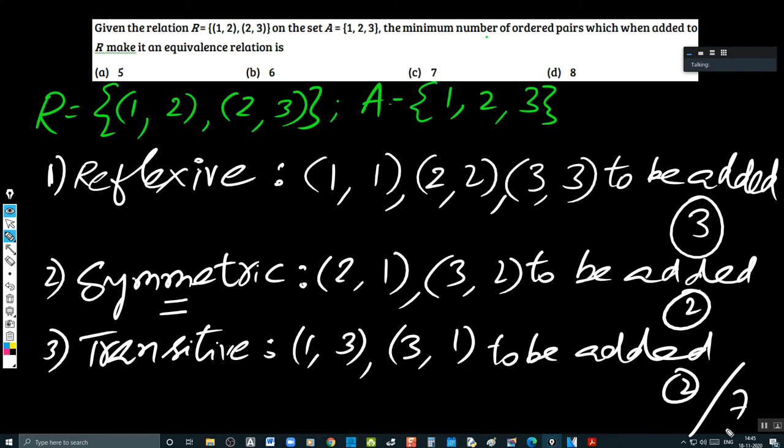So, totally how many are to be added? 7 are to be added. Let us write the final relation now. Final relation goes like this. Which is equivalence? Equivalence relation.